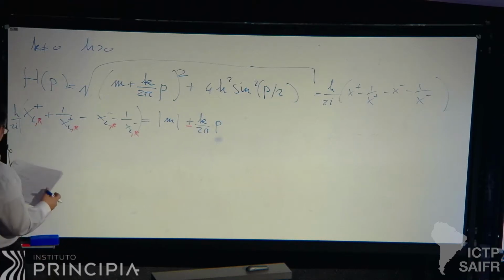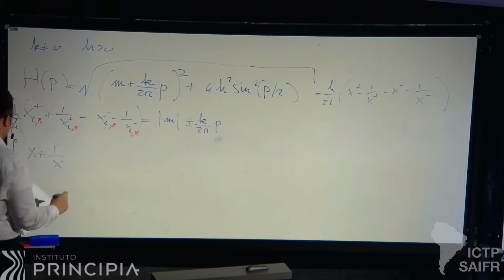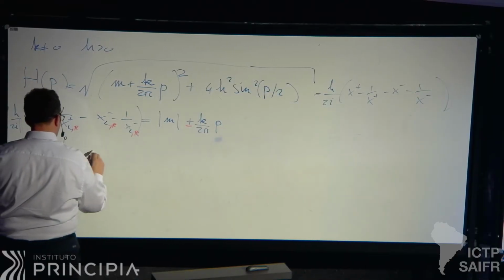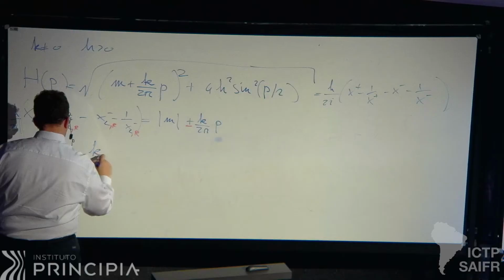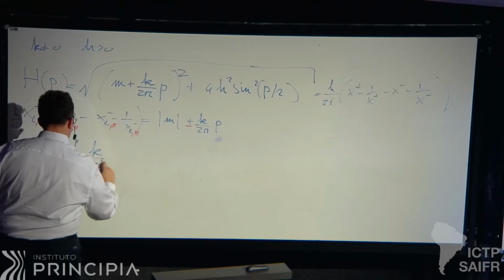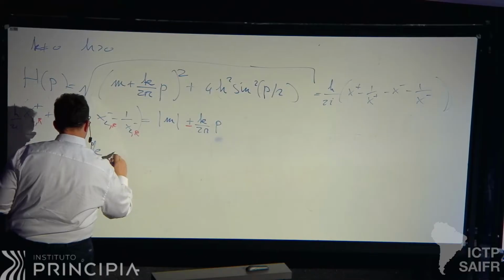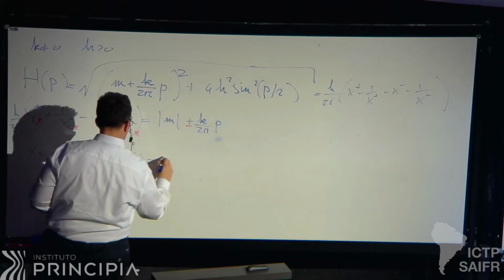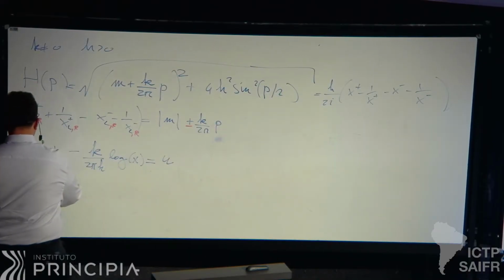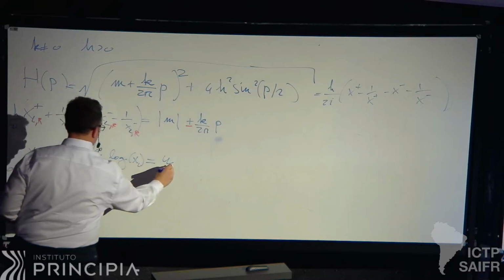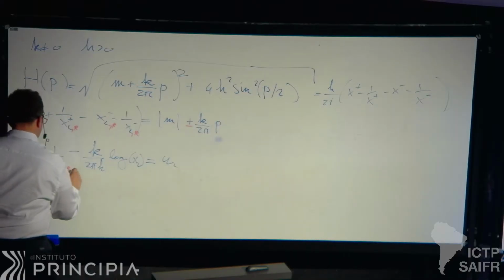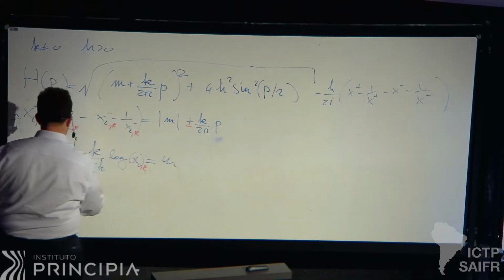But the idea is to now say that x plus 1 over x, well, this is not u, but it is u if you also add k over 2 pi h log x. And this is now u. In fact, this is true for the left x, but you have a different parameterization for the right, where you change the sign.